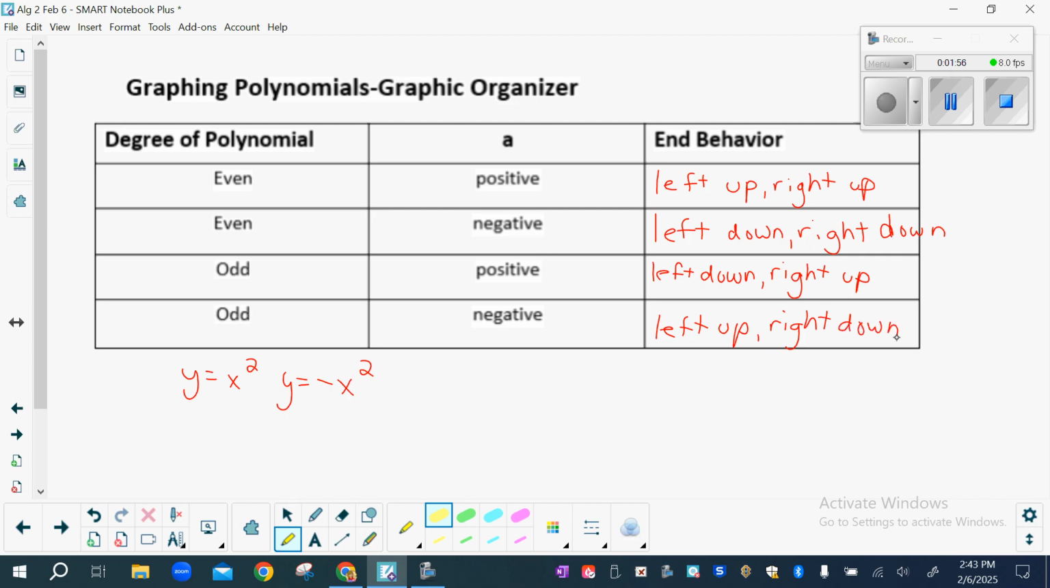So you can't use this table when you go to take a quiz or a test. So you really only need to remember two of them, and then remember that when it's negative, it's going to be the opposite. So this down is going to change to up, this up is going to change to down, this up is going to change to down, this up is going to change to down. Does that make sense?